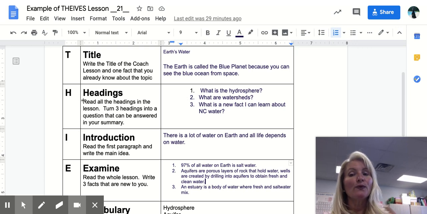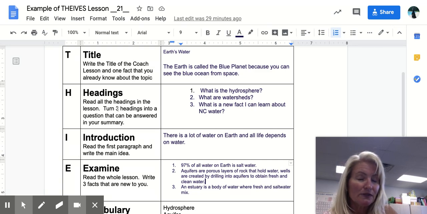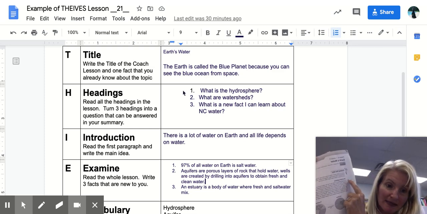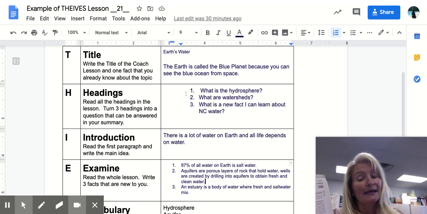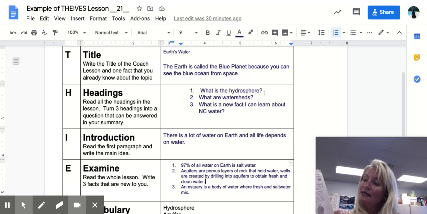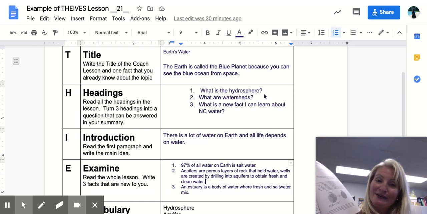H stands for headings, and it reads, read all the headings in the lesson and turn 3 headings into a question that can be answered in your summary. Please note the number 3. Some lessons will have 4, 5, or 6 headings. I only require 3. So you'll know a heading, obviously, because it's bold. This one reads the hydrosphere. A very simple way to make a heading a question is just to write what is the hydrosphere. Doesn't work all the time, as you'll see in a moment, but it's pretty simplistic and it will make you answer it in detail later.